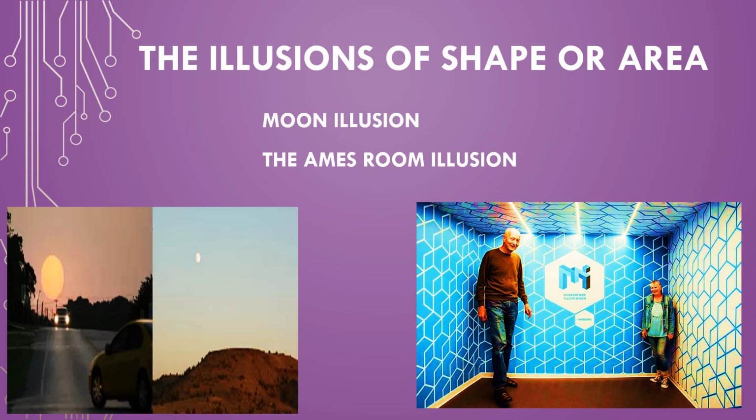Next is the illusions of shape or area. First one is the moon illusion. The illusion of shape or area suggests that the geometrical stimulus is another cause to mislead the perception. In the moon illusion, the moon looks bigger at the horizon and it looks smaller in the sky.